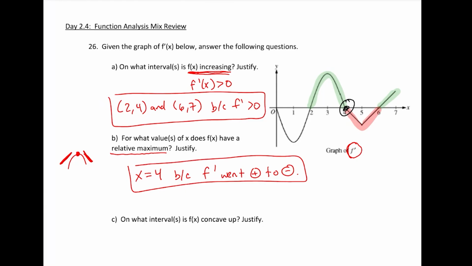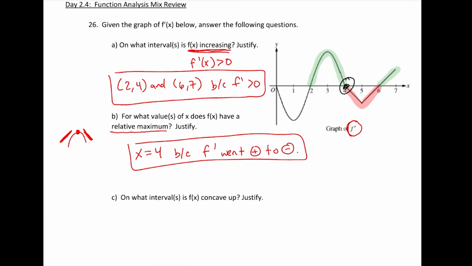Part C says, on what intervals is f concave up? So f being concave up means that the second derivative is positive. The second derivative is going to be positive anytime f prime has a positive slope. So in other words, where is f prime increasing? So we're looking for where it has a positive slope. And let me highlight that in yellow here.